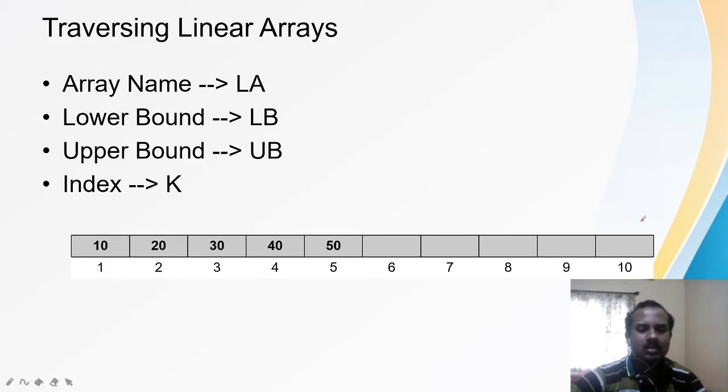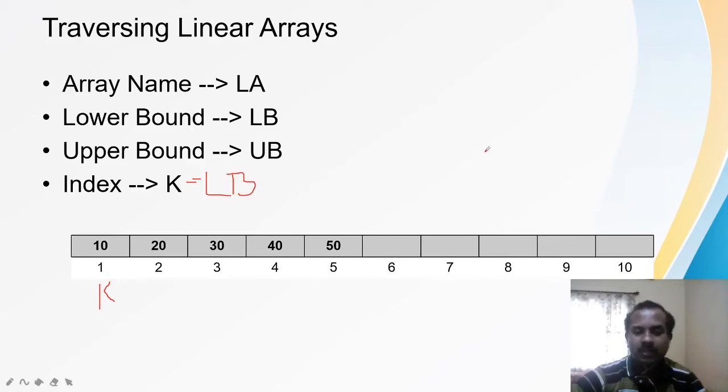So how to write the algorithm? First, I already mentioned K is used as the index value, or K is used as a counter. Okay. What I will do here is, when I am writing the algorithm, I will just write K is equal to LB. That means now K is pointing to the first location.